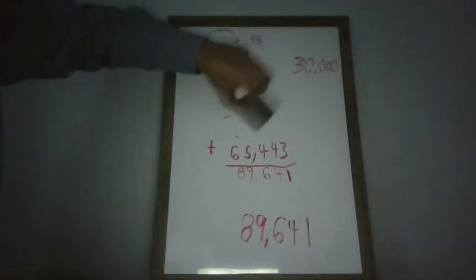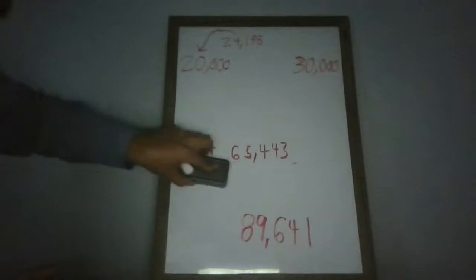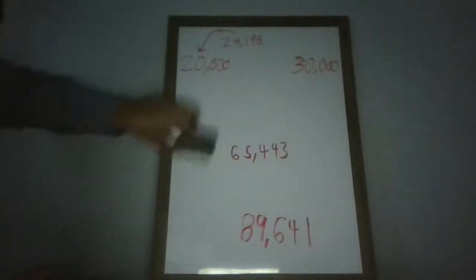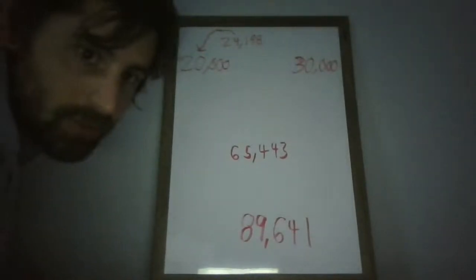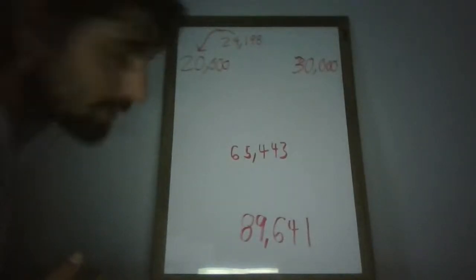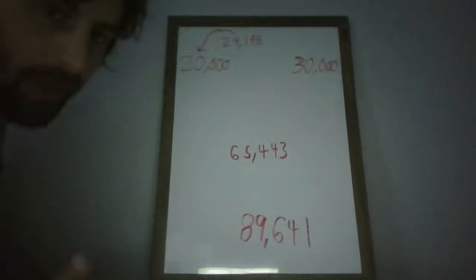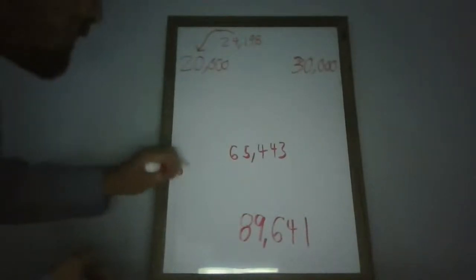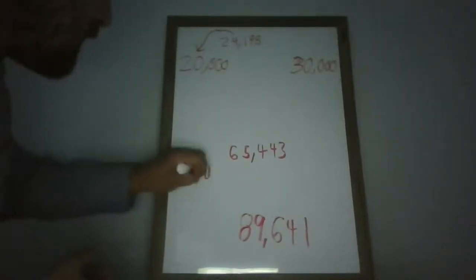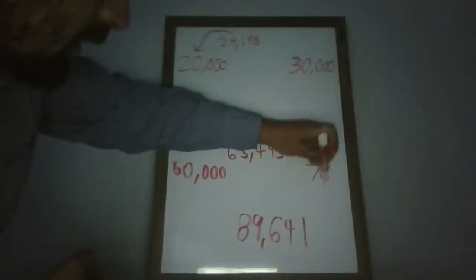Now 65,443. So counting by 10,000s, 10,000, 20,000, 30,000, 40,000, 50,000, 60,000, 70,000, 80,000, 90,000. If we're rounding to the nearest 10,000, the two closest numbers would be 60,000 and 70,000.